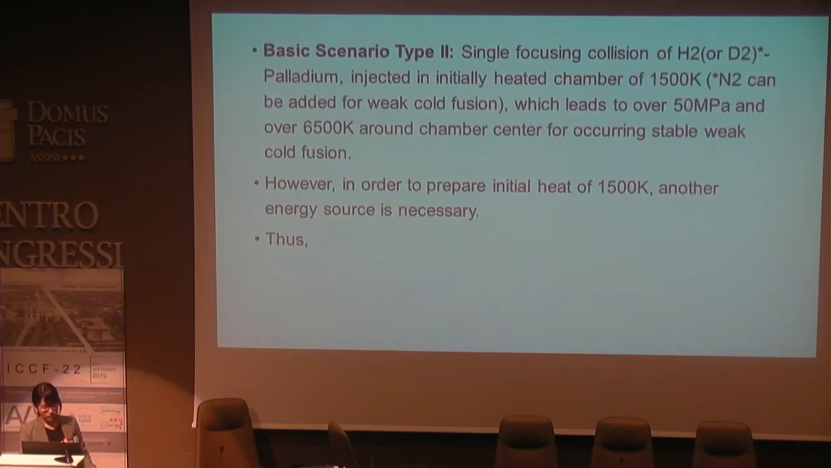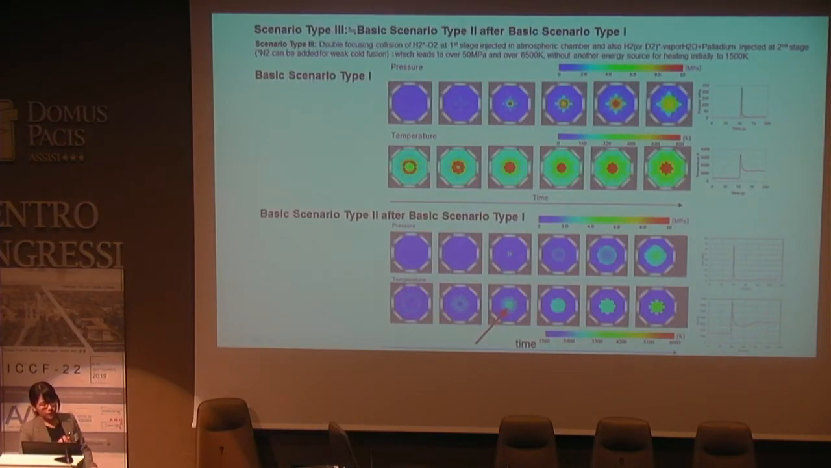Therefore, we next propose scenario type 3, which is a combination of basic scenario type 2 after basic scenario type 1. So these are results I previously showed, basic scenario type 1. And as you can see, after the focusing collision of jets, the temperature near the chamber center is increased to over 1,000 Kelvin. So after this scenario type 1, we do scenario type 2.